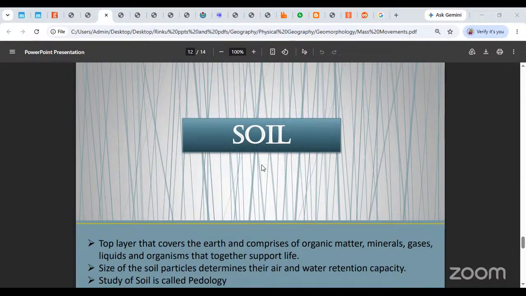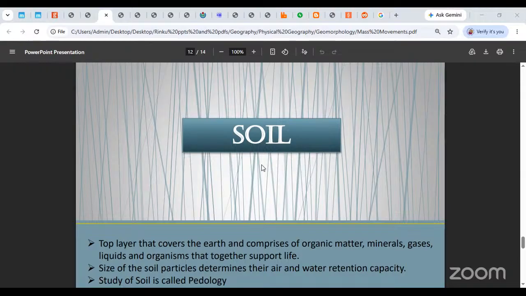Okay. The reason why we were looking at weathering and mass movements and everything was we needed to see how soil is developed. So the next stage is obviously going to be how soil is developed. We are saying, let us describe what soil is. We are saying soil is that layer that covers the surface of the earth. Okay, that is that layer.